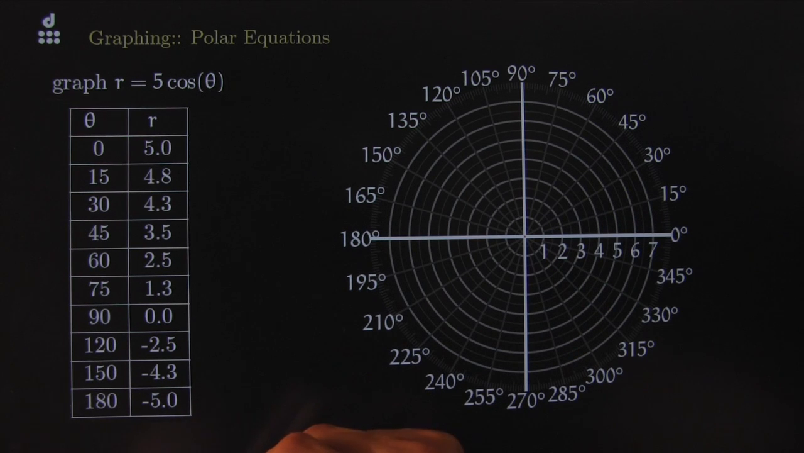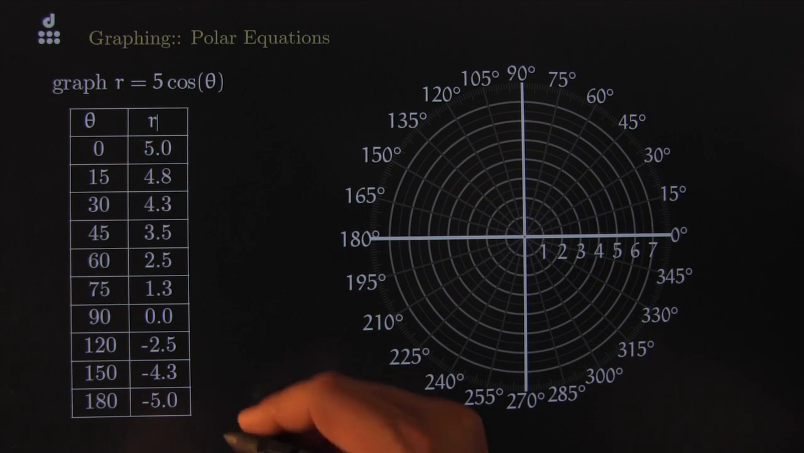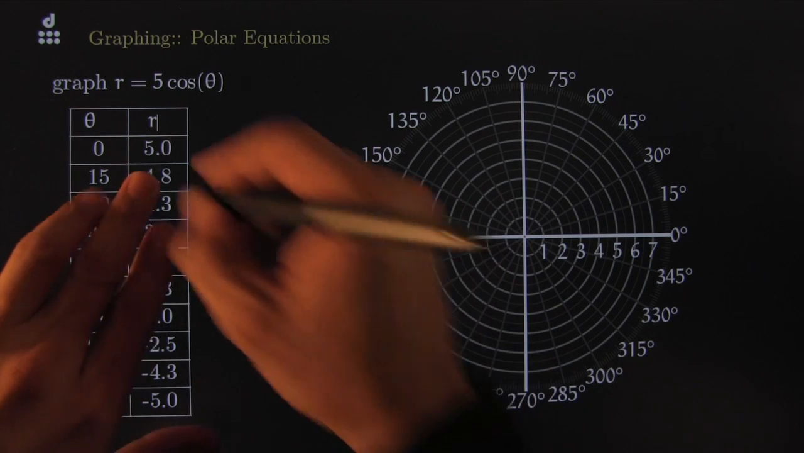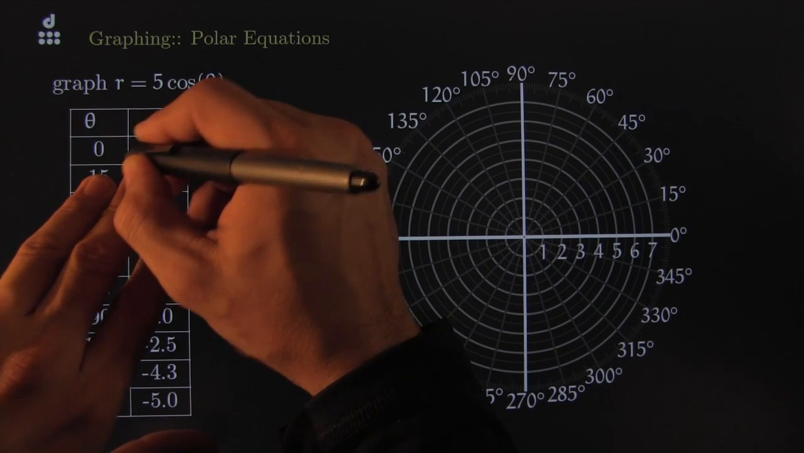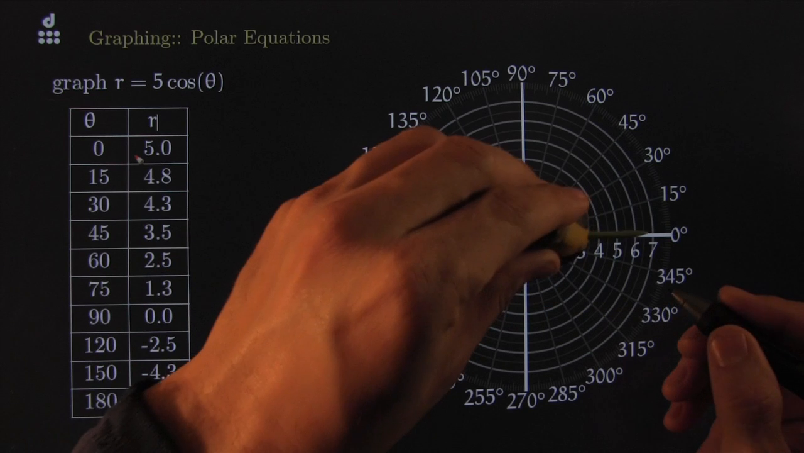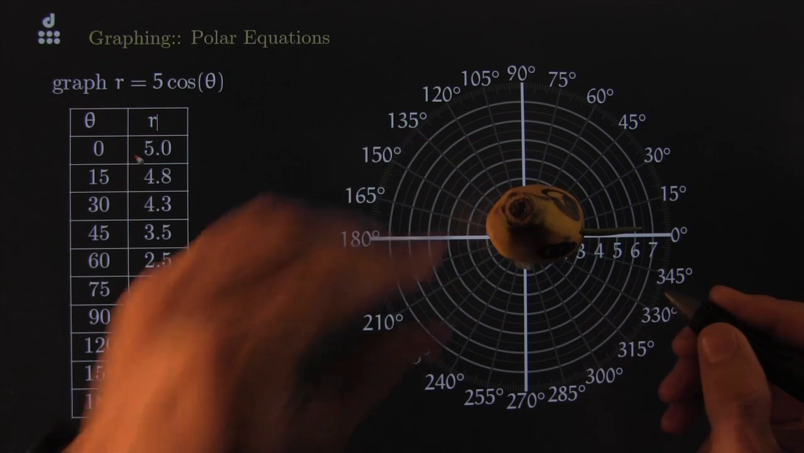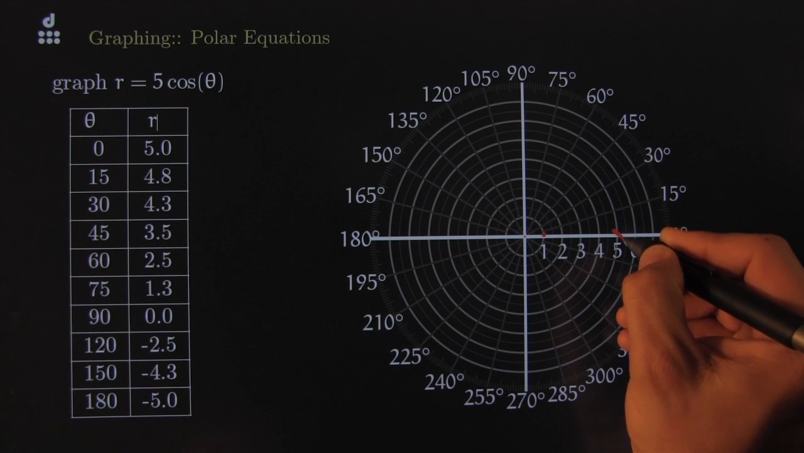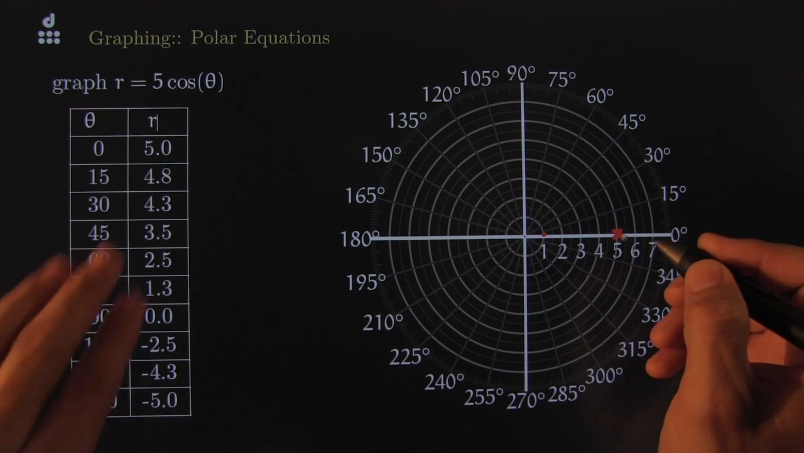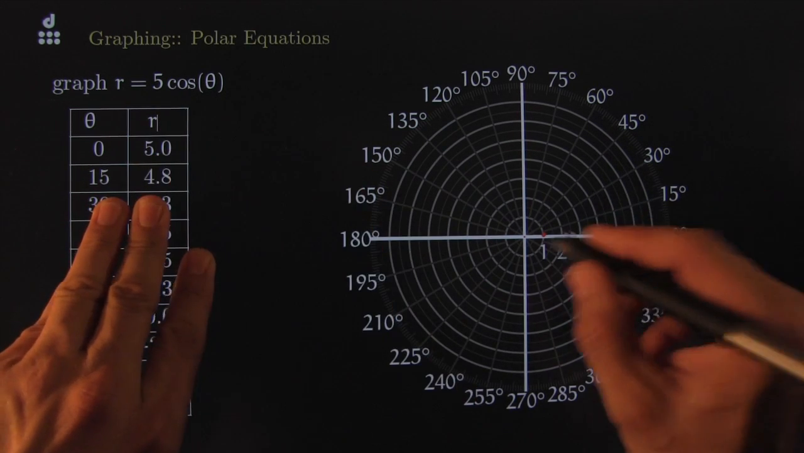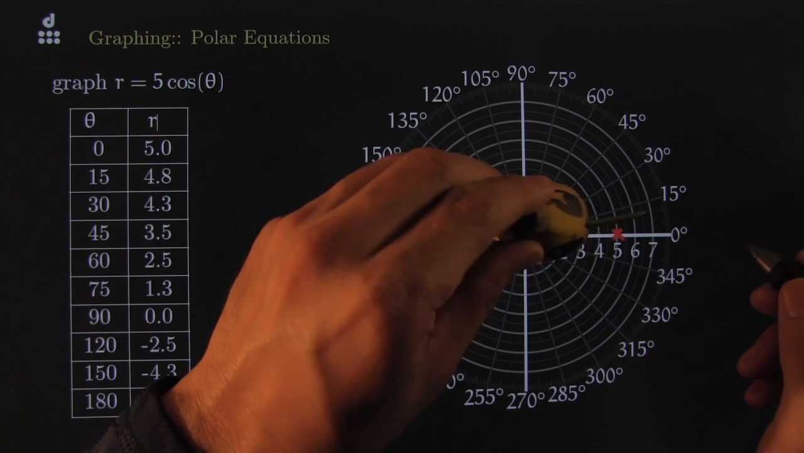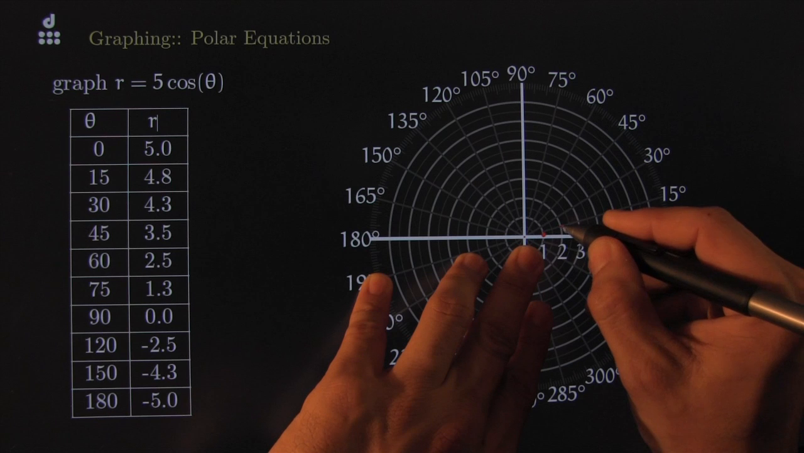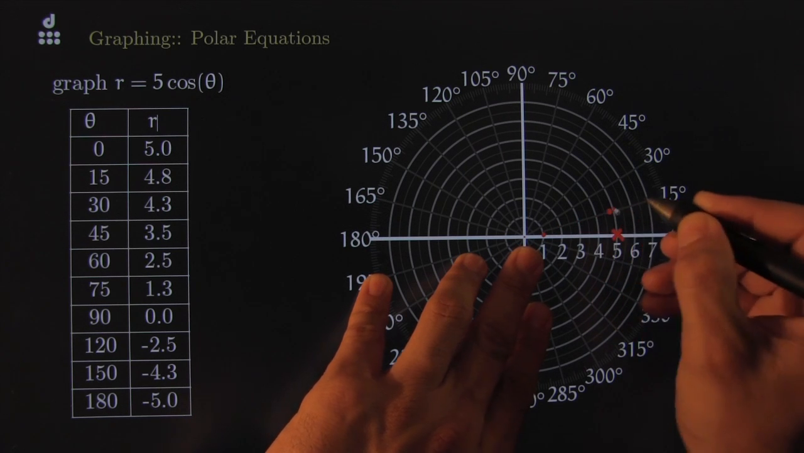So for starters, let's go with red, and let's go with a little bit of a thicker marker here. So at 0, 5, what does that mean? That means you first face the 0 degree direction, right? You're facing that way, and you go that direction 5 units. You go 1, 2, 3, 4, 5. This is the spot right here, 5. And then you face the 15 degrees direction. That means you're facing 15 degrees that way, and you go out 4.8. That would be the spot right there.